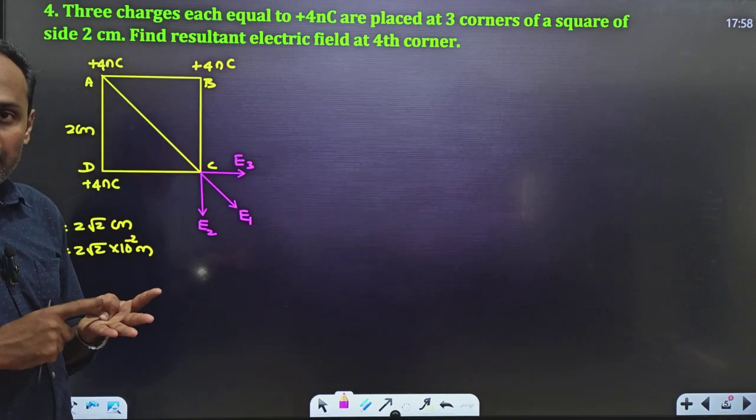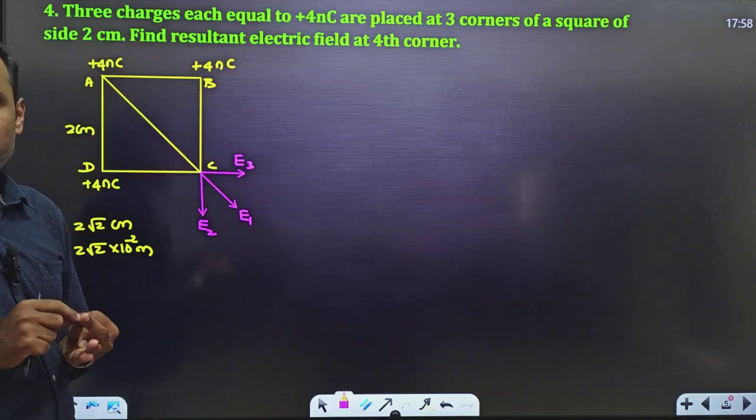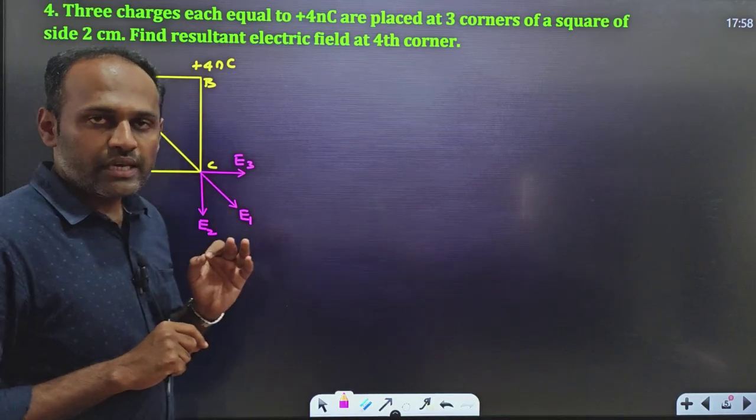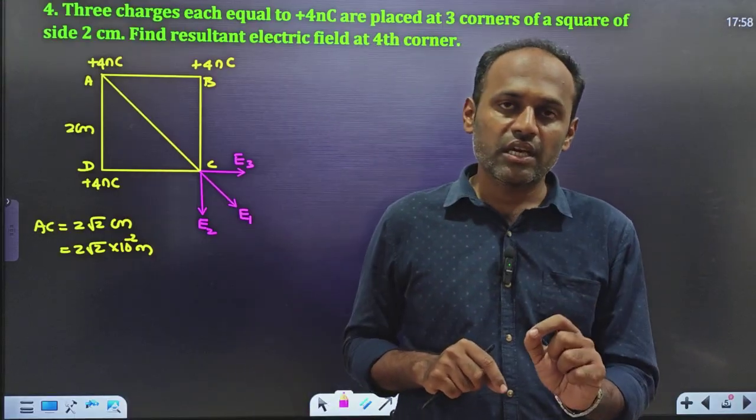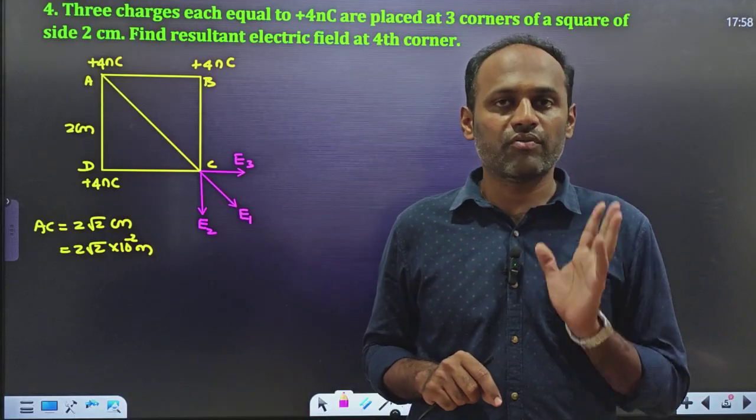Where the charge is the same and the distance is the same, their electric field will be the same. Because electric field E is equal to 1 by 4 pi epsilon, Q divided by R square. It depends on charge and distance. If charge and distance are the same, the electric field will be the same.